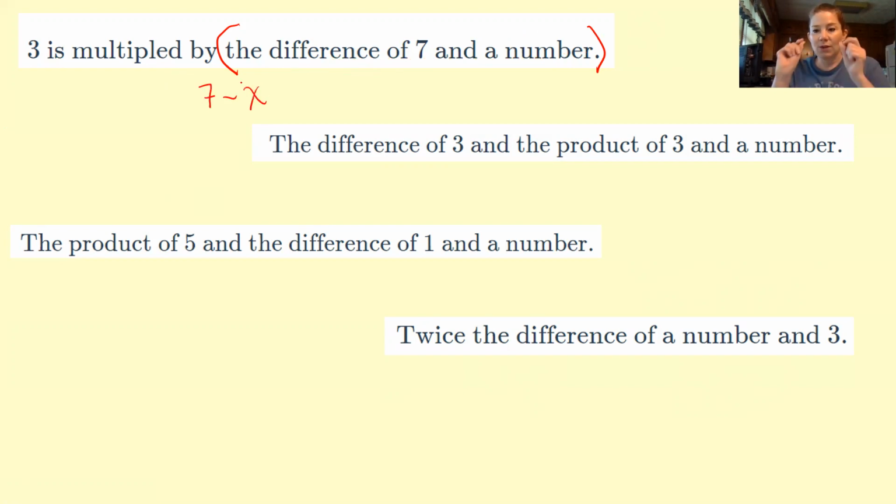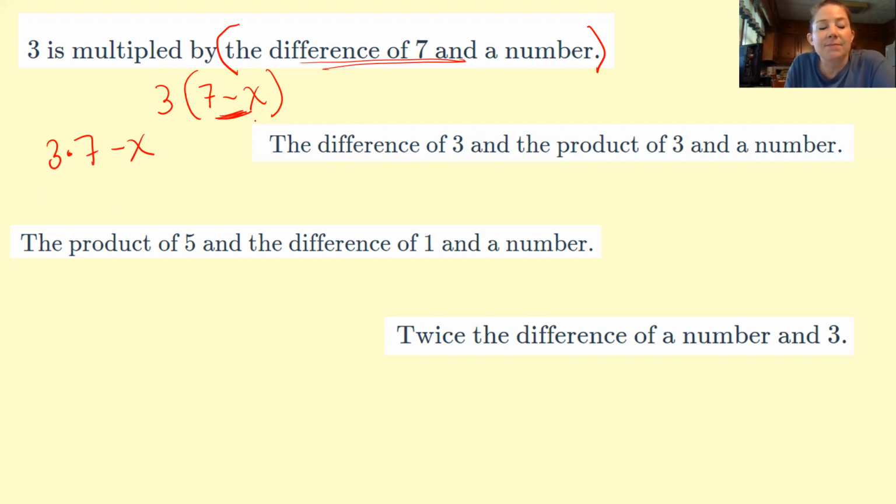And you cannot flip the value, the order. If it says 7 first, you have to write 7. And now it's 3 multiplied by this quantity. So we're going to write that. Okay. If you write 3 times 7 minus x, that's not right. The difference of 7 and a number must stay together. This way you're only multiplying 3 times 7 and then you're subtracting x, which is not right.